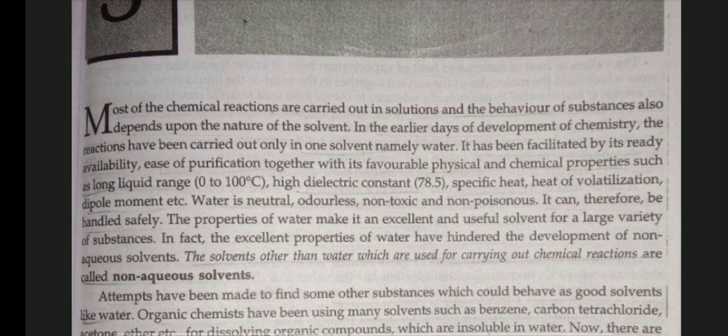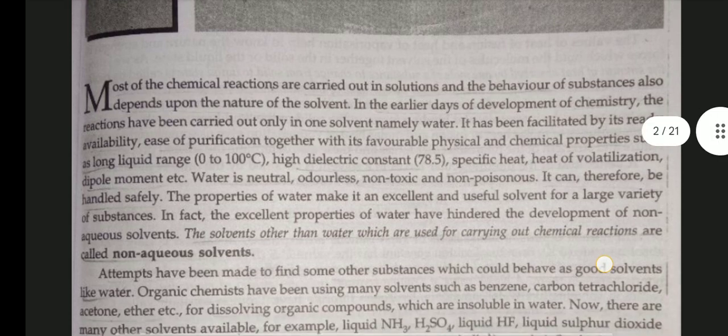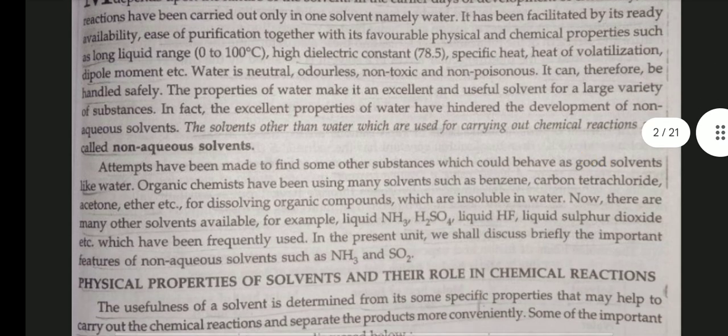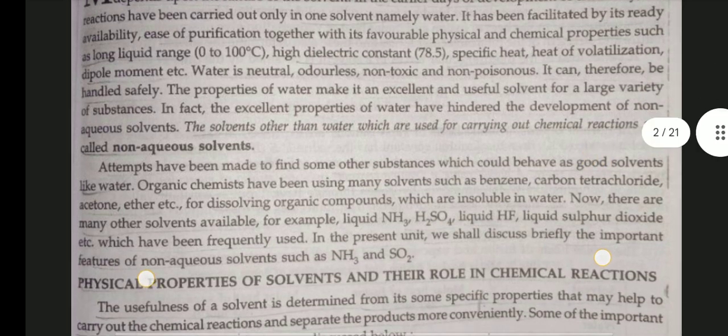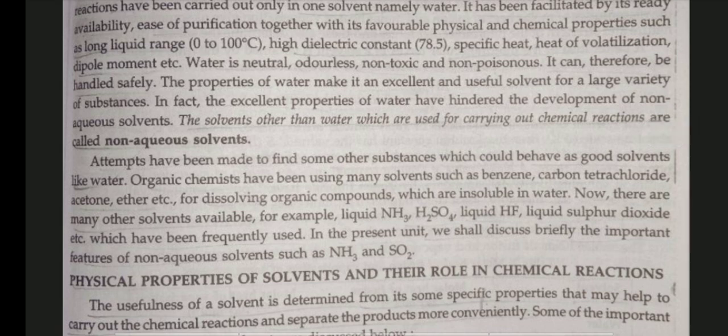In fact, the excellent properties of water have hindered the development of non-aqueous solvents. The solvents other than water which are used for carrying out chemical reactions are called non-aqueous solvents. Attempts have been made to find out some other substances which could behave as good solvents like water.